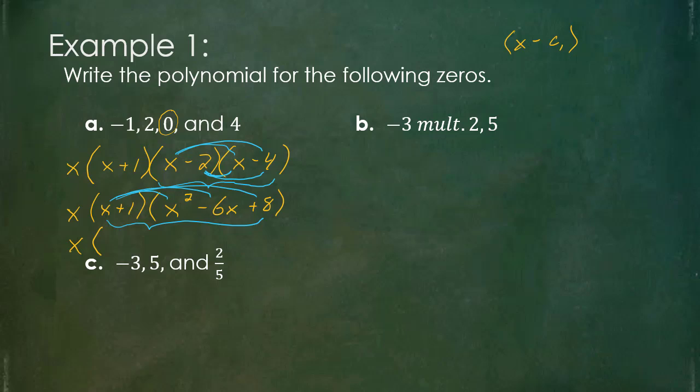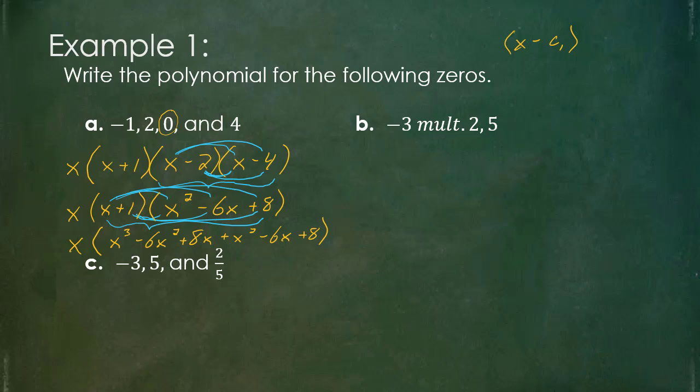So if I do that, x times x squared would give me x cubed. X times a negative 6x would give me a negative 6x squared. And x times a positive 8 would give me positive 8x. Then I can move on to distributing the 1 through, which really is just going to rewrite all three terms from the second one, but let's just go ahead and see it. 1 times x squared is in fact that x squared. 1 times negative 6x would give me negative 6x, and 1 times a positive 8 would give me a positive 8.